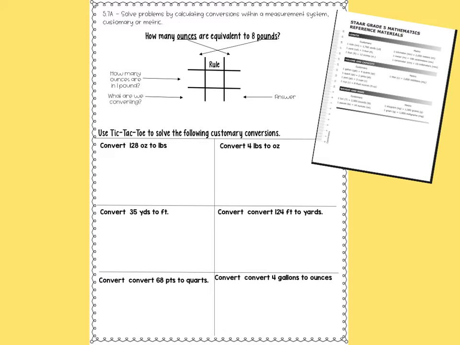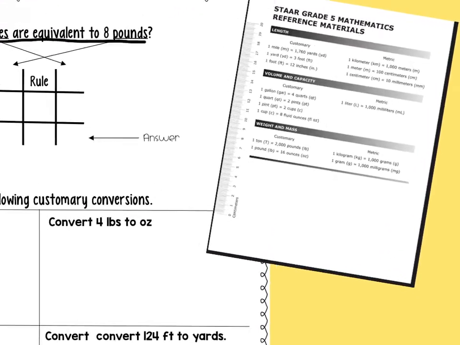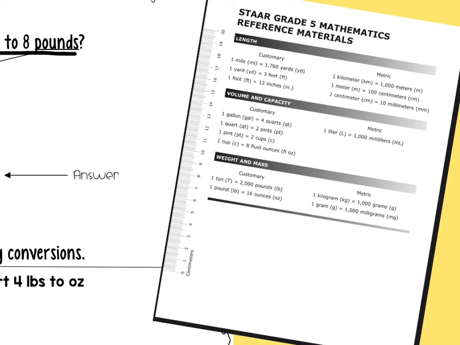So in order to solve these kinds of problems, we are going to use a tic-tac-toe board, and we are going to use it to solve our conversion every single time we do this. So we want to know, for our first example, how many ounces are equivalent to 8 pounds. So to solve this, I need to reference my star chart. I'm going to look for pounds and ounces, and I'm going to see that that is right here. It says 1 pound equals 16 ounces. That's going to be what I use to solve this problem.